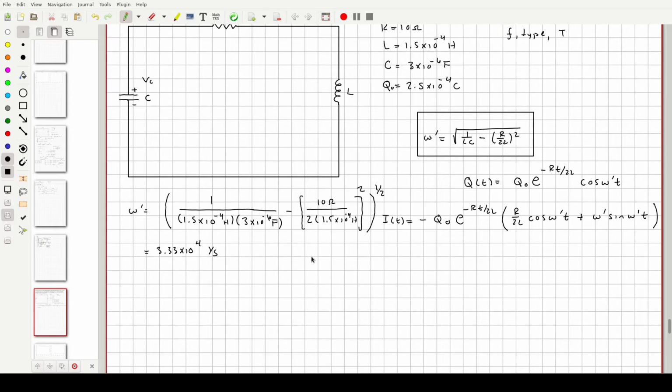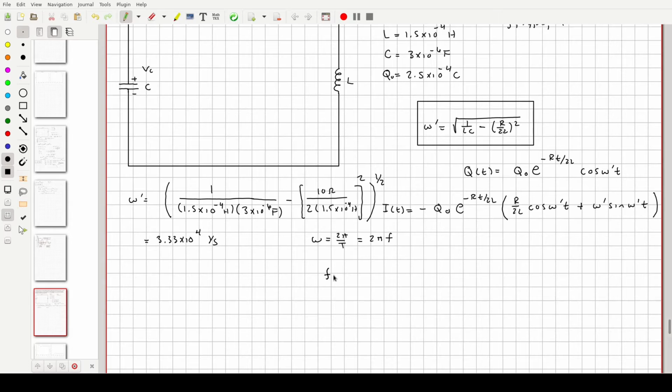Now let's find the frequency. So omega, remember, is 2 pi over the period, and 1 over the period is frequency. So my frequency here would be omega divided by 2 pi. If I take this and divide it by 2 pi, I get 5305 hertz. So what this thing does is oscillate back and forth 5,305 times a second. That's my frequency.